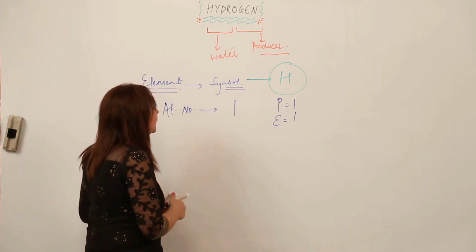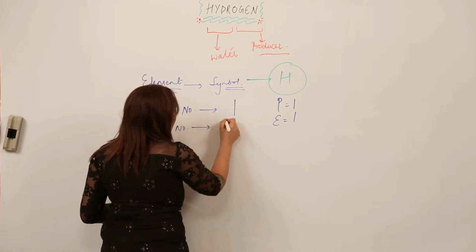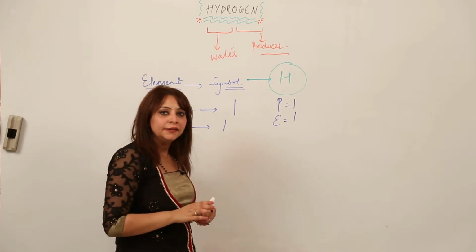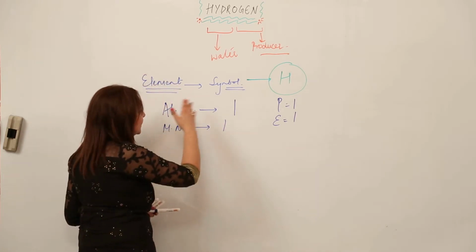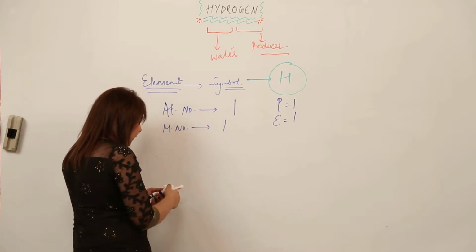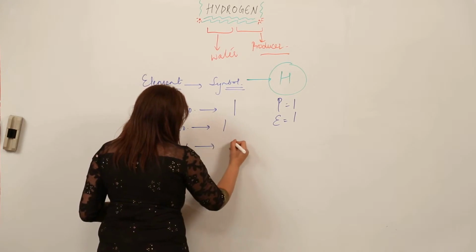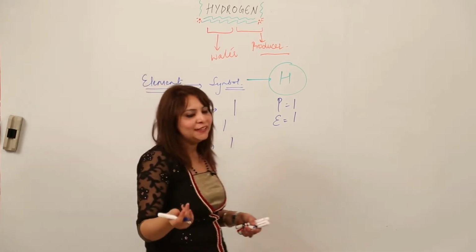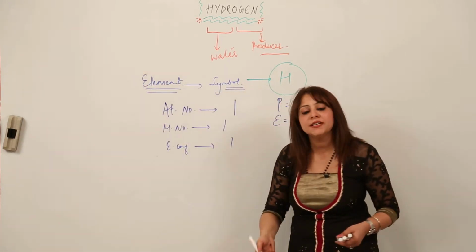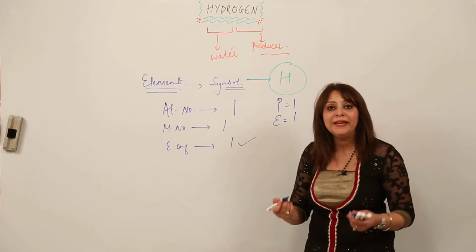Similarly, the mass number is also 1. So now you know the symbol, the atomic number, and the mass number, and you can easily write the electronic configuration as well. So what is the electronic configuration? Though it has only one electron, it will be filled in only the first shell. So the electronic configuration is also only 1.